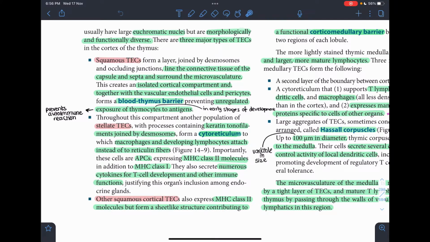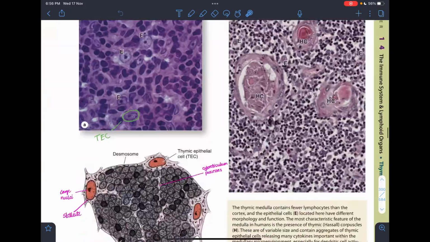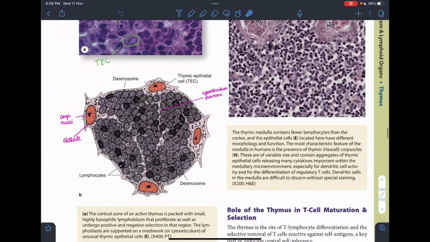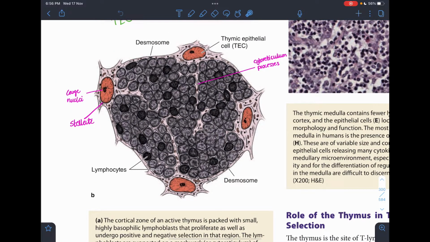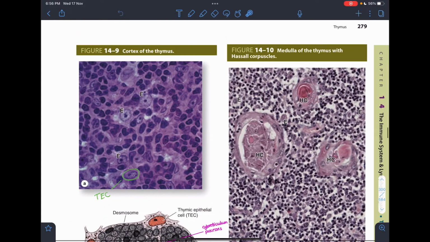Stellate TECs also secrete numerous cytokines for T cell development and other immune functions, justifying this organ's inclusion among endocrine glands. So, I believe there is a cross section. Okay, here it is. As you can see, these are the stellate TECs with the large nuclei we talked about, and the cytoreticulum processes that are present in the stellate TECs. This is the stellate TEC we talked about, and these are the large nuclei that all of the TECs have.